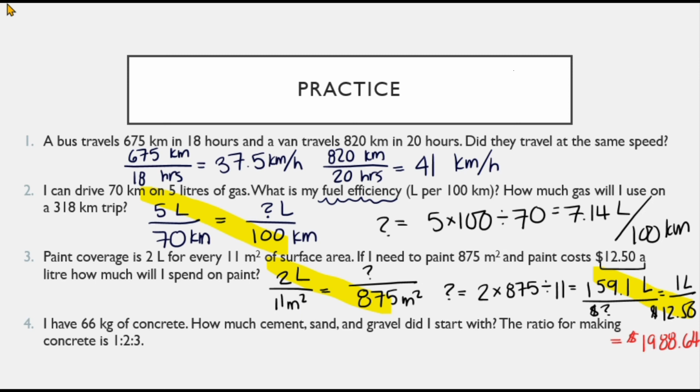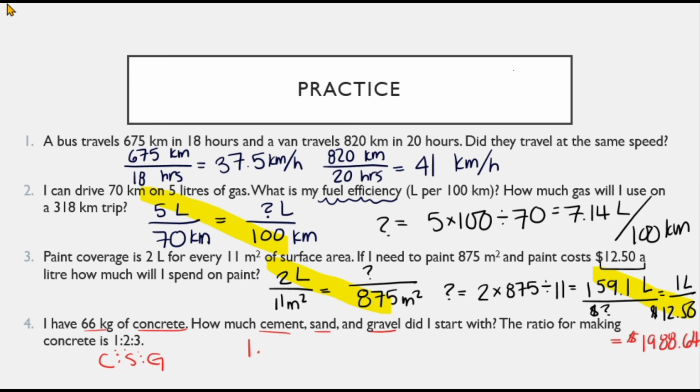Number 4 is a really neat one, mixing by parts. Whether your recipe is for cupcakes or concrete, this works if it's a part recipe. So I see that I have 66 kilograms of concrete, which is my final product. And I made it out of cement, sand, and gravel. The ratio for making them is 1 to 2 to 3. That means cement to sand to gravel, because that's the order I read it in. Okay, so remember that order matters. All right, well, let's think about the parts.